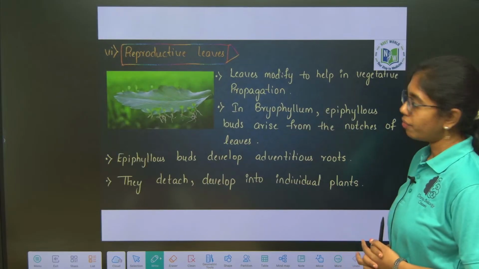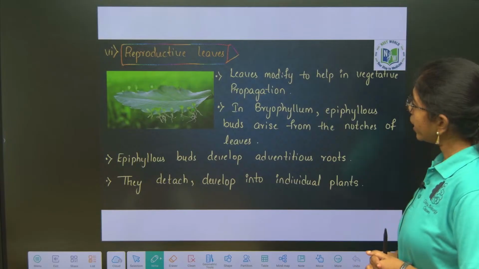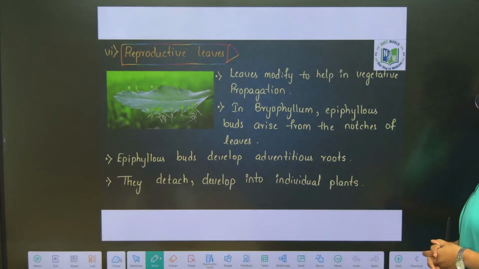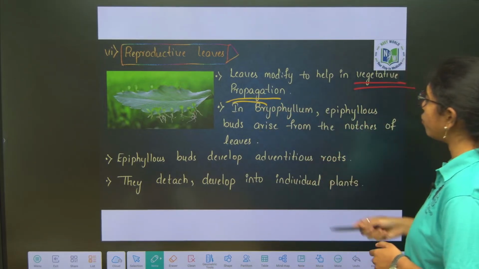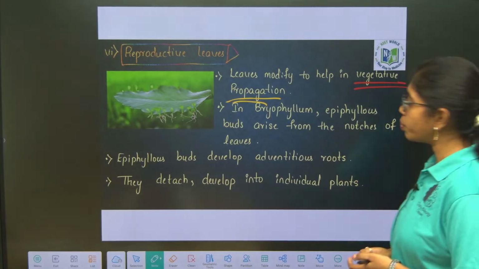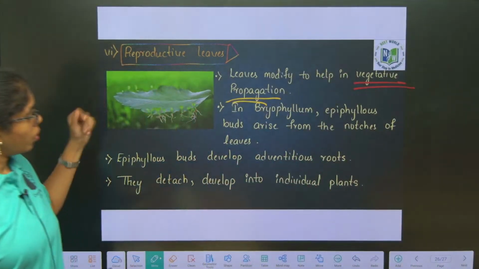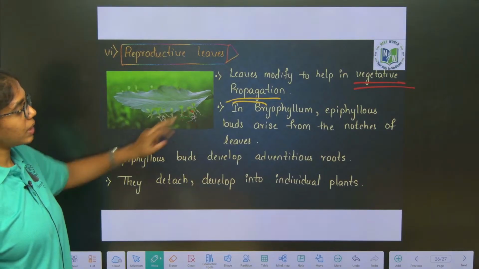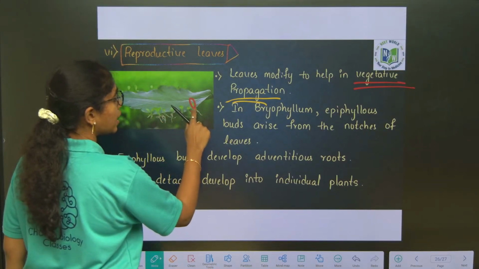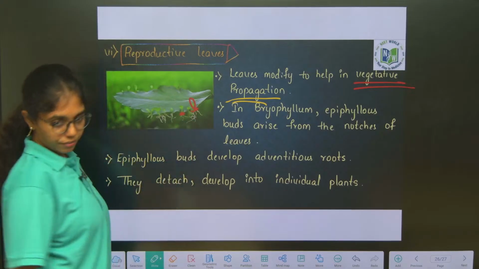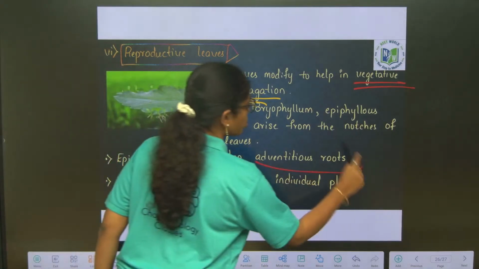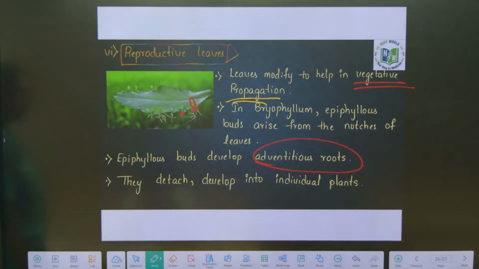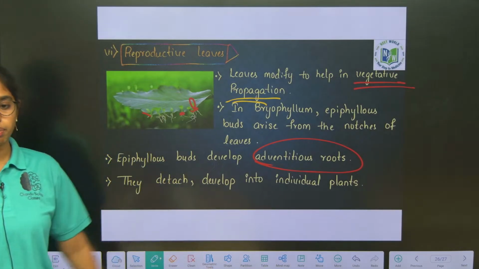Last modification of leaf, that is reproductive leaves. Here leaves are modified to help what? Vegetative propagation. So, in Bryophyllum, the epiphyllous buds, those buds which grow on the leaves, these are called epiphyllous buds. These epiphyllous buds arise from the notches of the leaves. Okay, and these epiphyllous buds will develop into adventitious roots, and once they detach and develop, they will develop into individual plants.